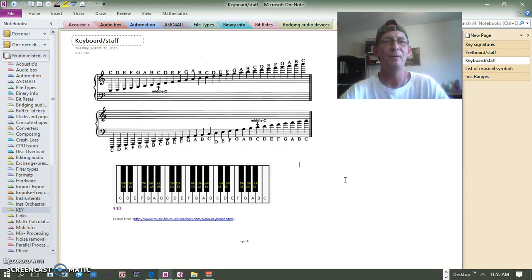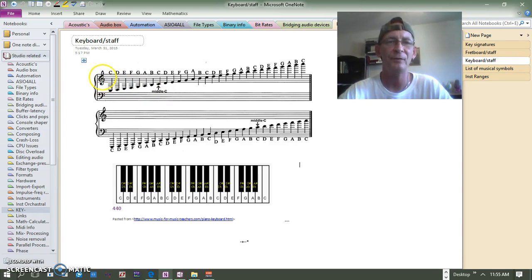So, you have the other component of this, which is the notation. The most basic structure is the staff. It's got 5 lines and 4 spaces for notating your music. And that's a very simple concept to understand.